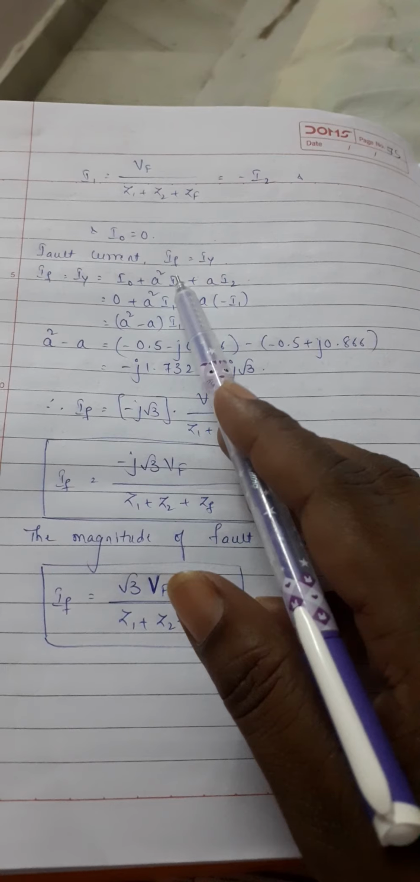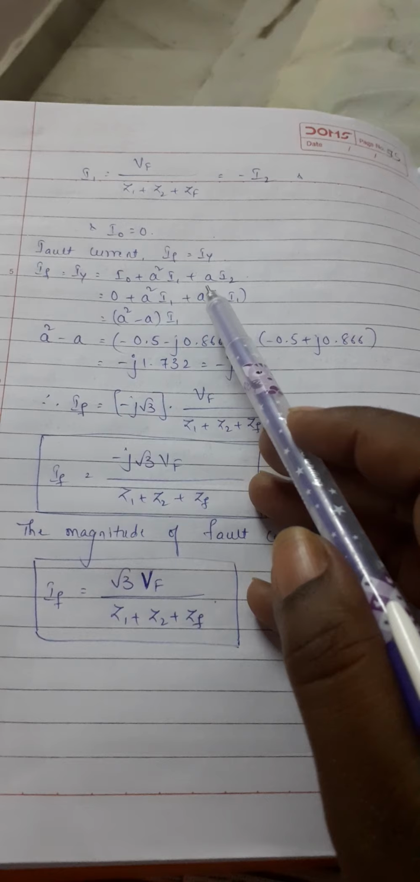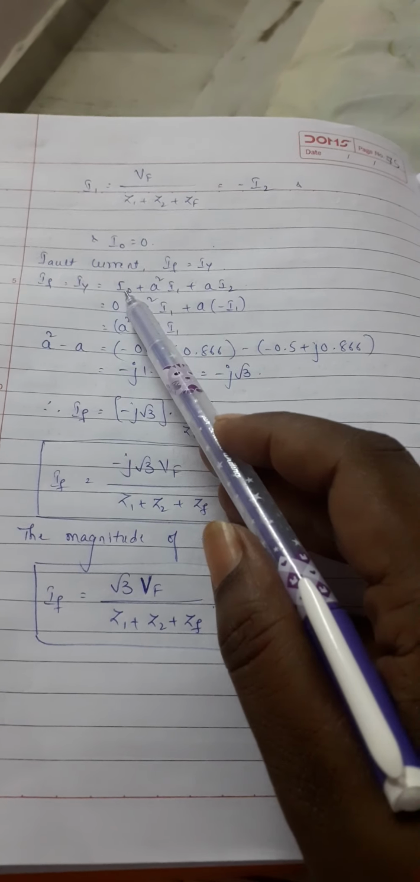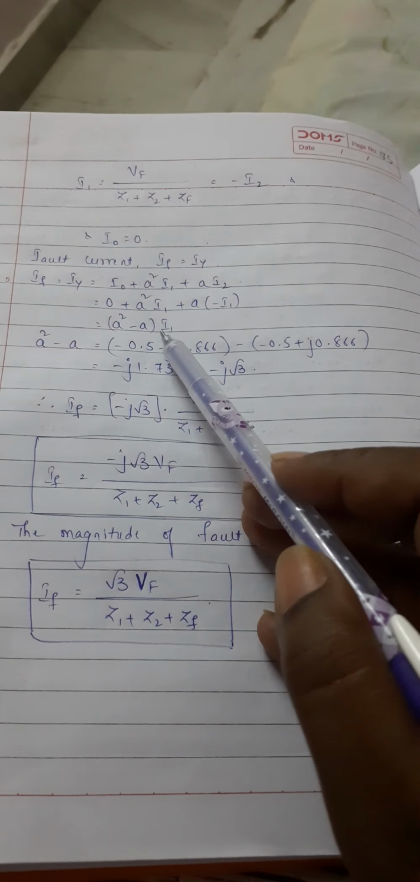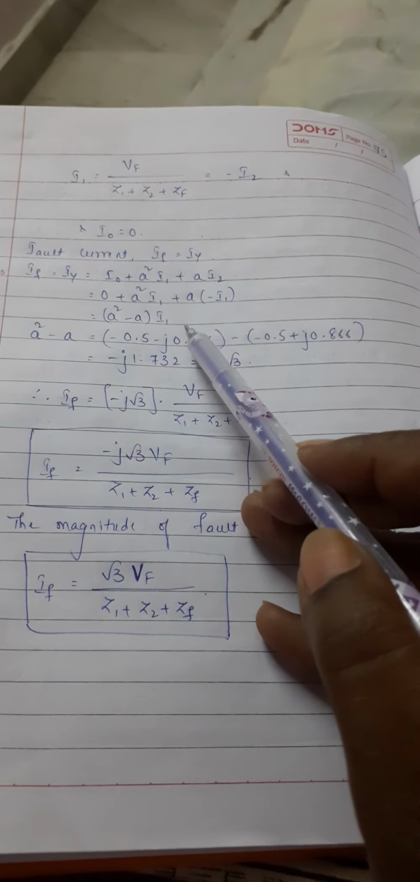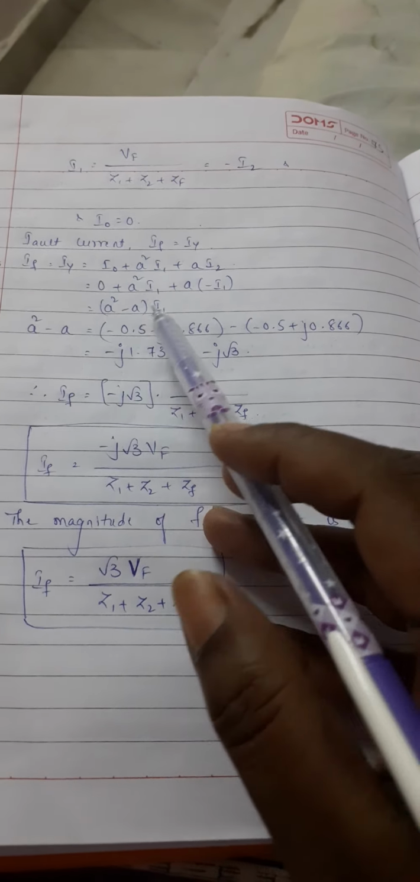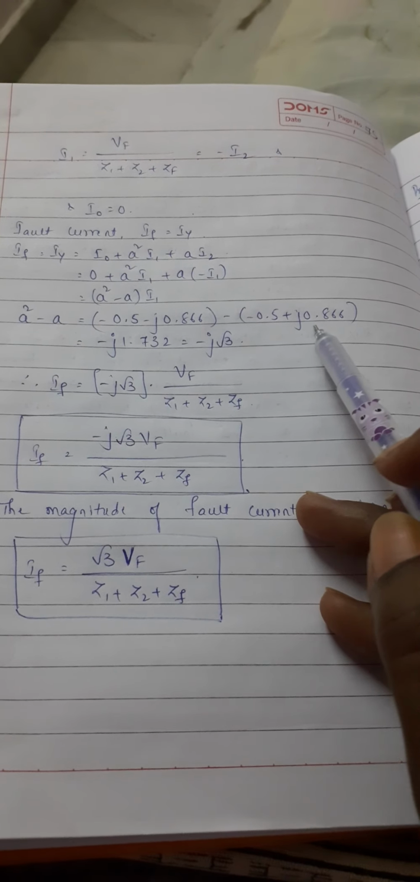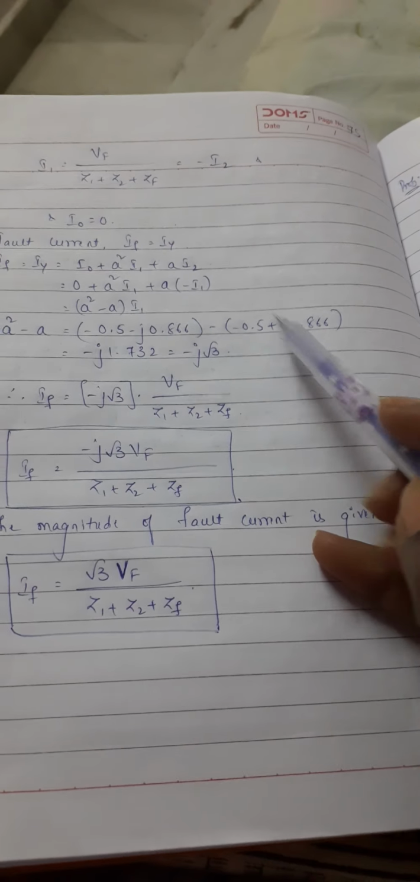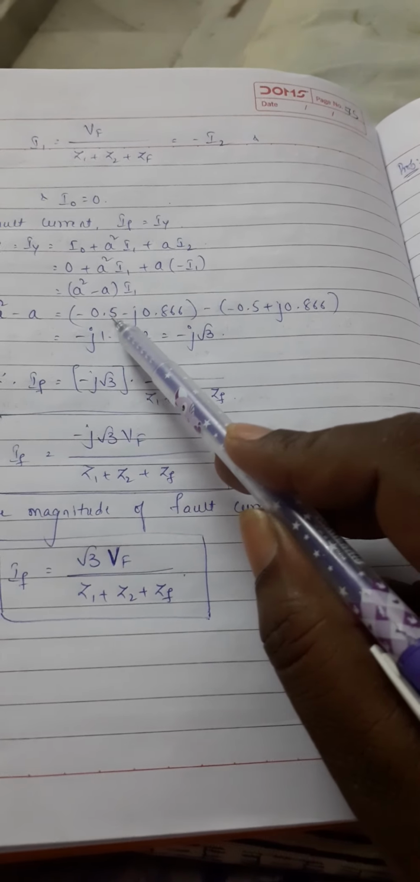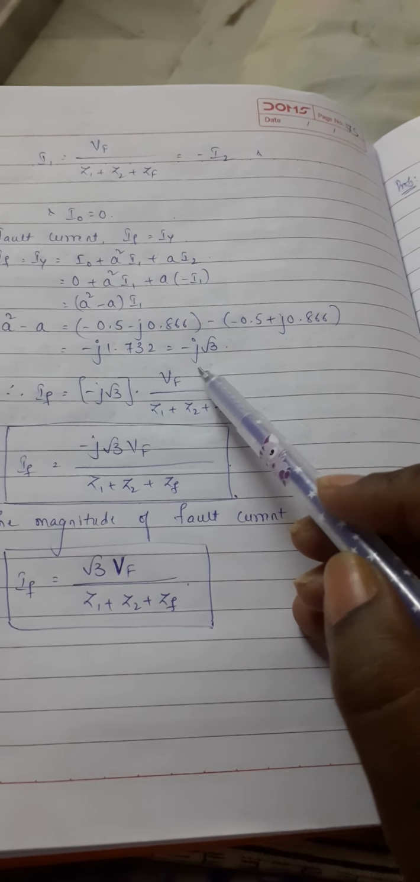The fault current If is equal to Iy. Iy can be written as I0 plus A square I1 plus A I2, and we know that I0 equal to 0, and again I2 equal to minus I1. So from this relation, A square minus A times I1. We will be finding out this value A square minus A. We know that A value is minus 0.5 plus J 0.866, and coming to A square, it is the complex conjugate of this term. So we are going to get minus 0.5 minus J 0.866. So on simplifying this, we are going to get minus J root 3.